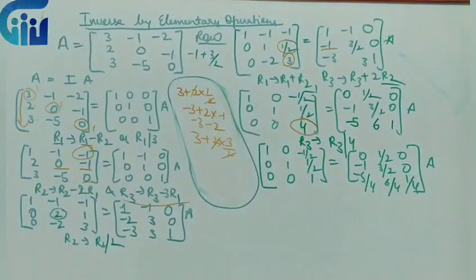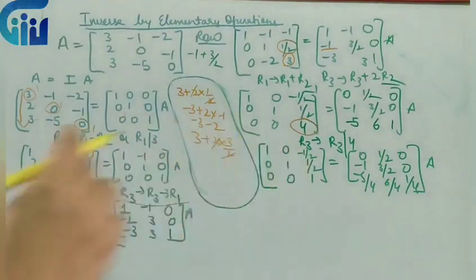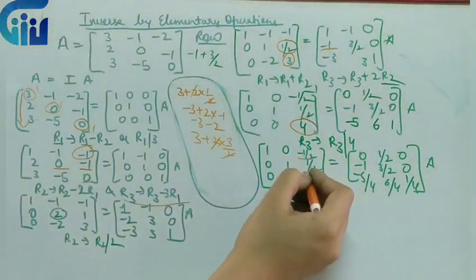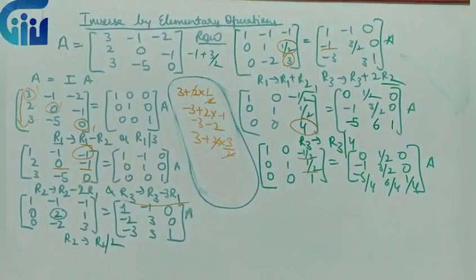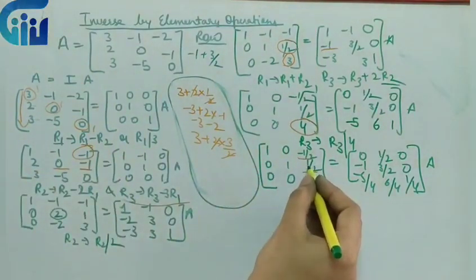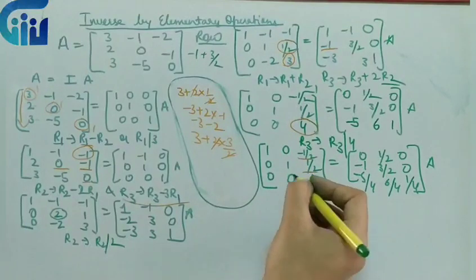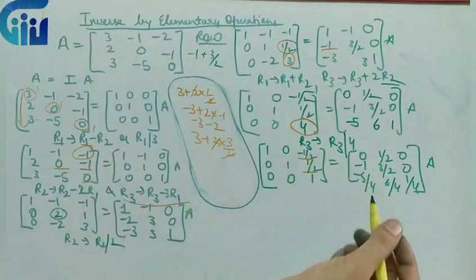A over there. Now what we have to do? We have to make these two elements 0. So how can I make these two elements 0? If half is there, I need to subtract half. If minus half is there, I need to add.